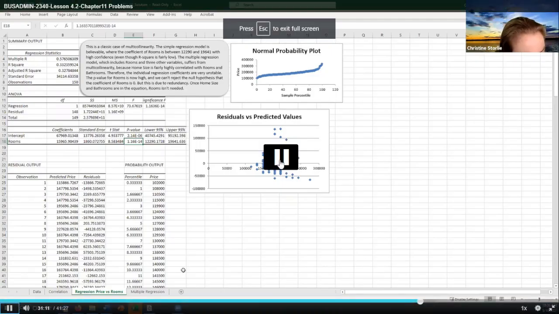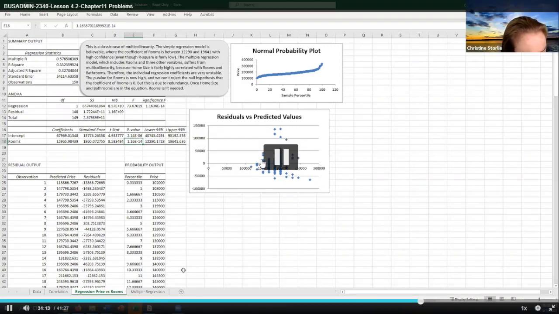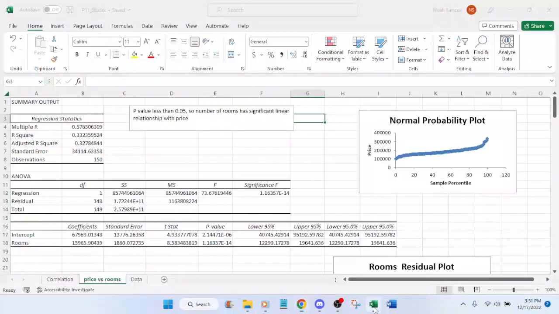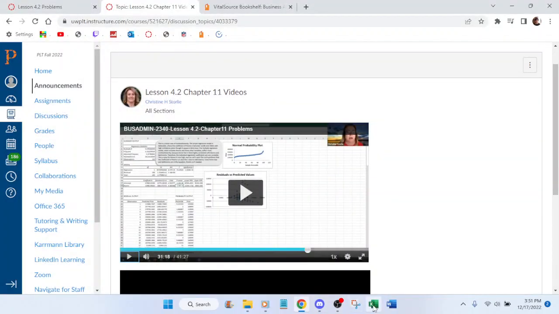The approach is to run multiple regression with all the variables and take a look at the coefficients after you do that. Multiple regression.